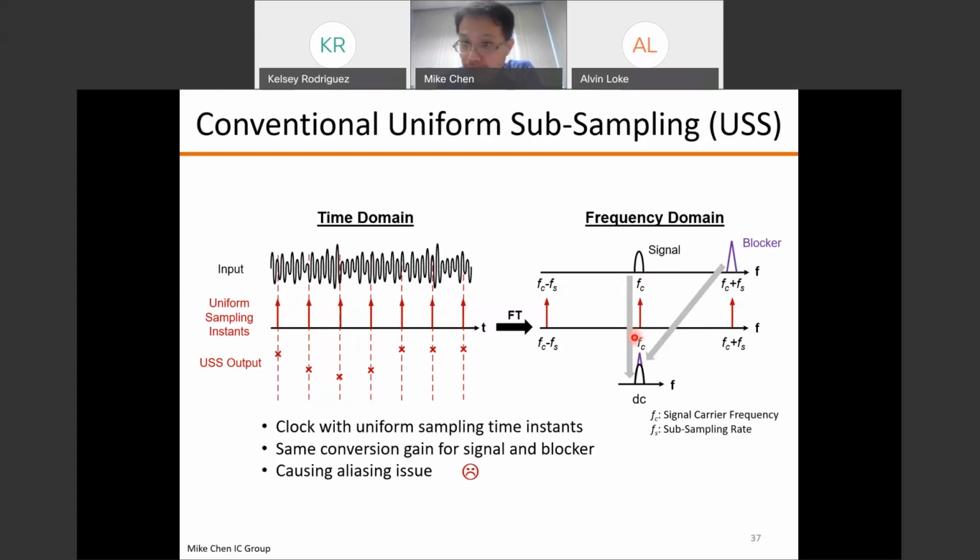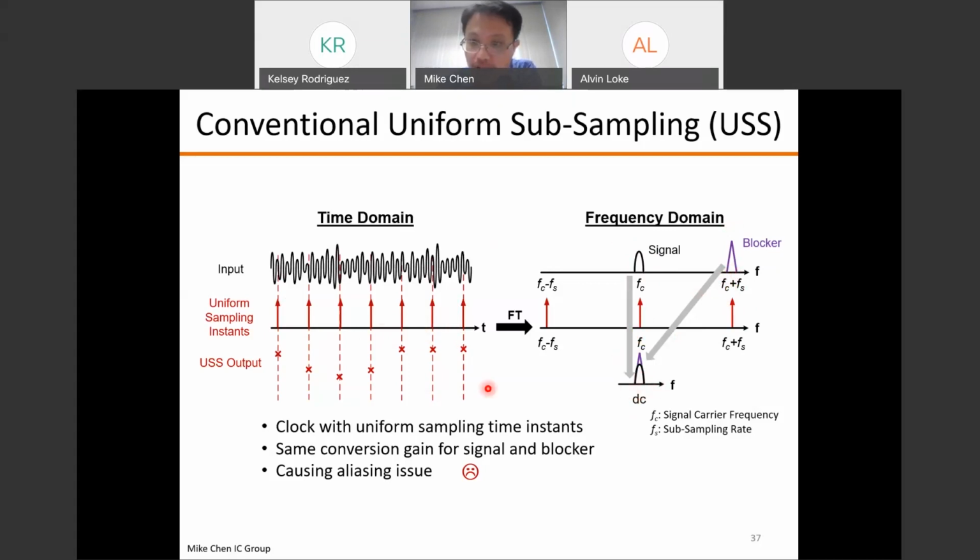The problem with the subsampling is that, hey, because of those aliasing right there, right? All the spectral aliasing, because of uniform sampling, unfortunately, if you have some unwanted signal happen to be at those aliasing bands, they're also going to alias back to your signal band. So that's really bad, right? So that's why conventional subsampling front ends also need to use a very good bandpass filter.